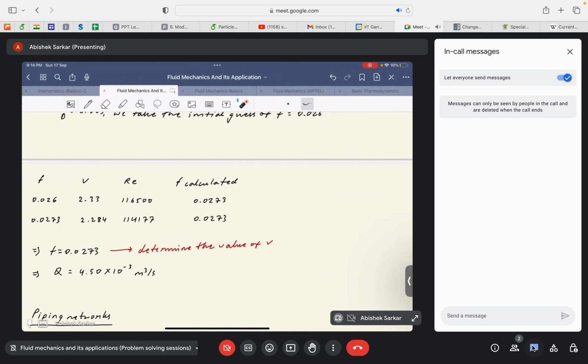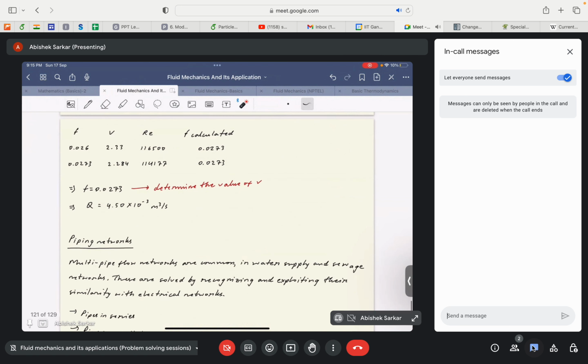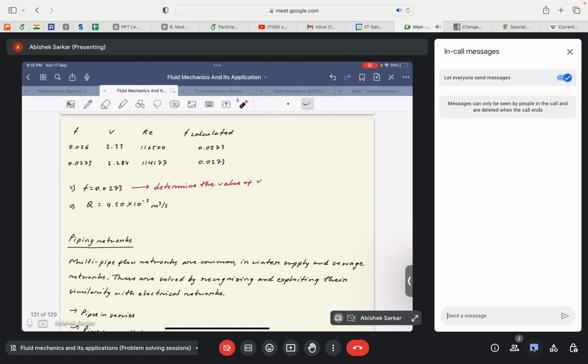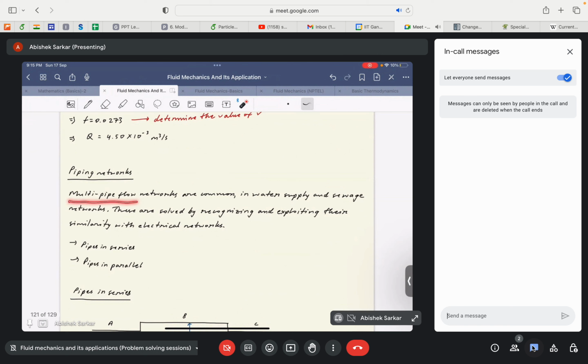Okay, so that's all for piping head loss through pipes. Now we look into one of the very important concepts, that's piping networks. There are basically pipes connected in series and parallel connections. Multi-pipe flow networks are common in water supply and sewage networks, and these are solved by recognizing and exploiting their similarity with electrical networks.